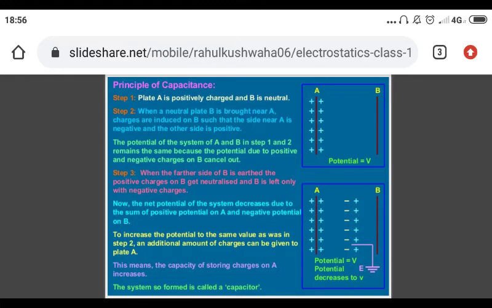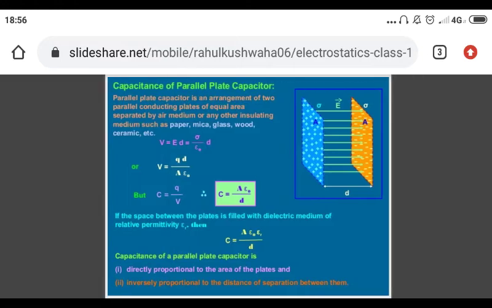So the system so formed is called a capacitor. This is the simple parallel plate capacitor we saw yesterday. For more clarity, you can see this PPT, this slide also.